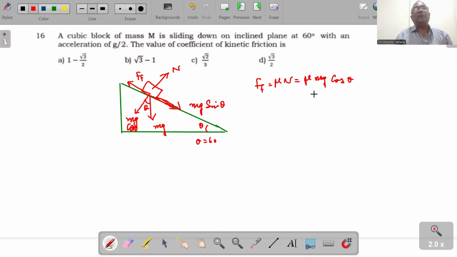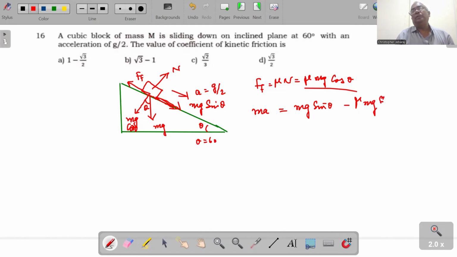It is coming down, so mg sin theta is greater than F. That means it comes down with an acceleration a equal to g by 2. So the conclusion is the net downward force is ma, which equals mg sin theta minus the frictional force. The frictional force is mu mg cos theta.